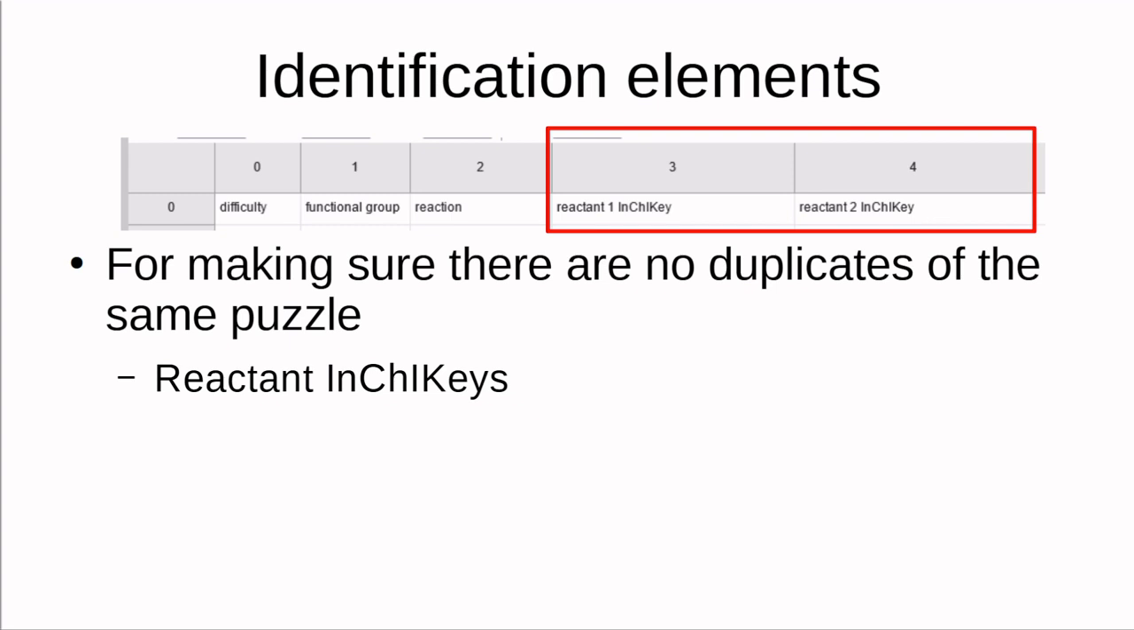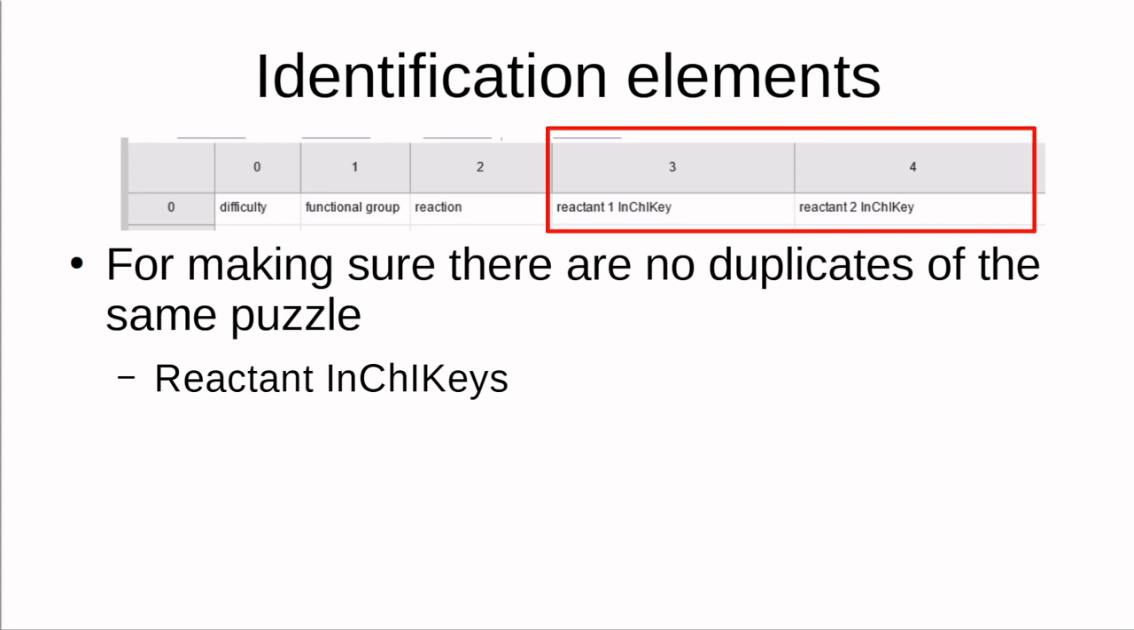To avoid this, basically I've been using the InChI keys for the reactants. If two puzzles have the same two InChI keys and no notes as to why, then basically they're probably the same reaction, and I need to remove one of them because it's the same puzzle. I do have some that are duplicates, but some are like this reaction occurs at low temperature and a different reaction occurs at high temperature. So even though the reactants are the same, the conditions are different, and I make note of that as well.